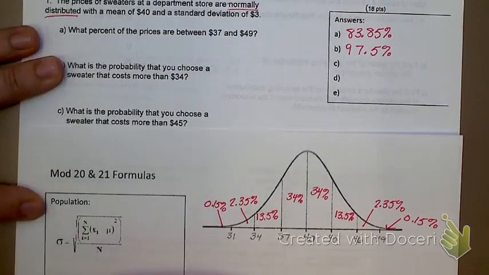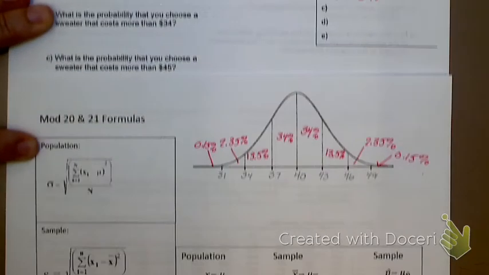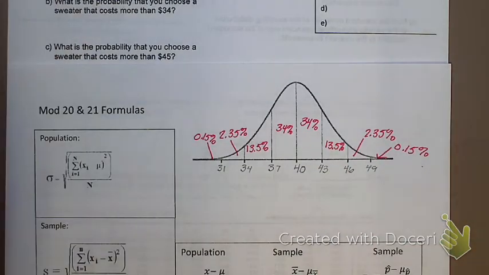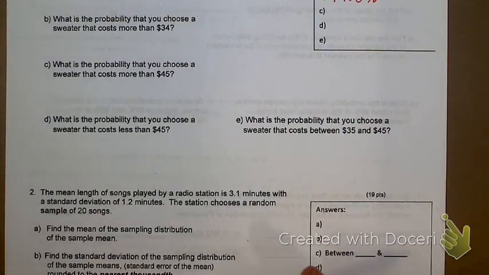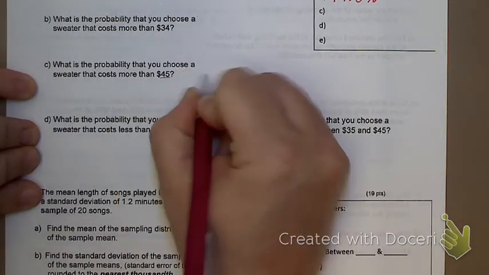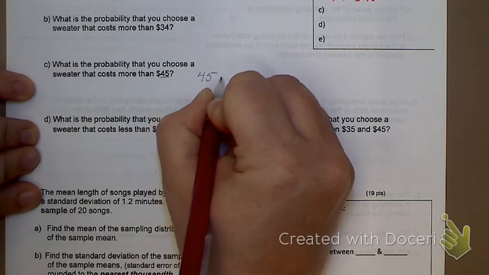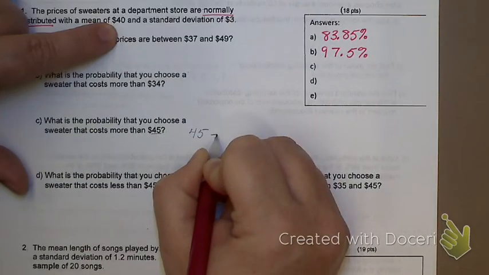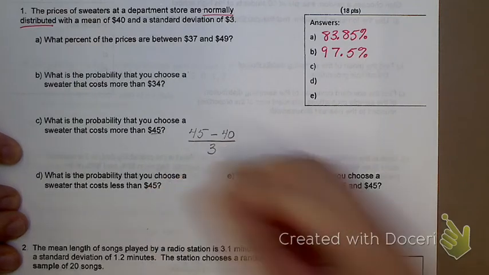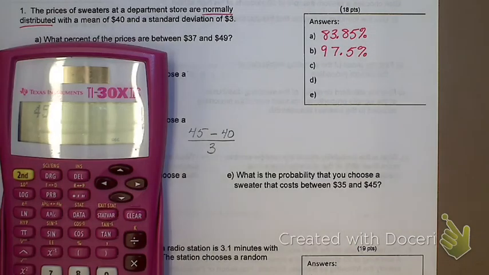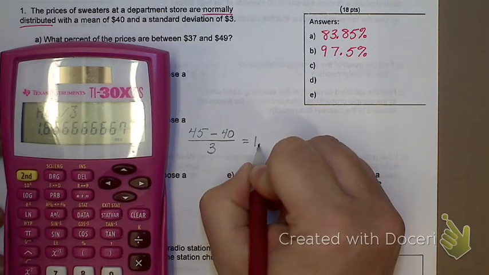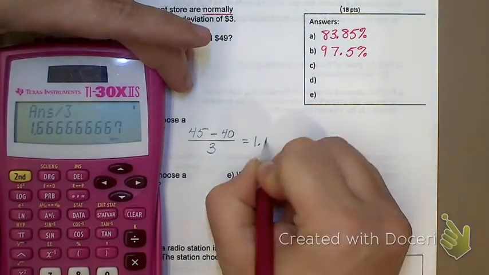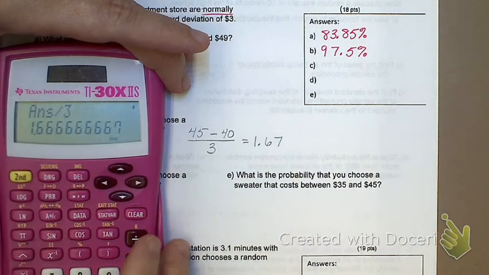Part C, what is the probability that you chose a sweater that costs more than $45? Well, 45 is no longer on my chart. As soon as I hit something that's no longer one of these numbers, I have to use a z-score. So I'm going to say 45, which is my number that I'm interested in, minus the mean, which is $40, divided by the standard deviation, which is 3. 45 minus 40 is 5, divided by 3 is, now I need 2 digits past the decimal in order to use my z-score table. So I'm going to call this 1.67, and I'm going to go to my z-score table.